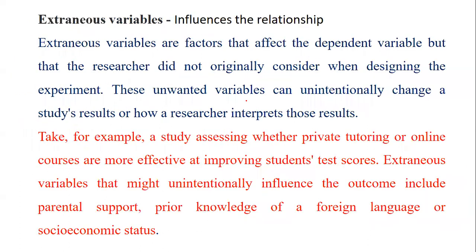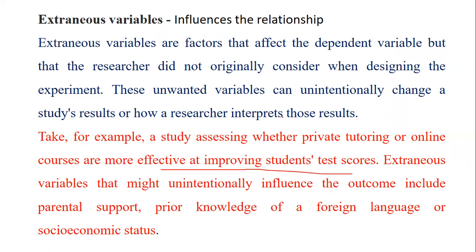Okay. Now, the extraneous variable influences the relationship. These variables affect the dependent variable, but the researcher did not originally consider them when designing the experiment. These unwanted variables can unintentionally change the study results or how a researcher interprets those results. So like for example, a study assessing whether private tutoring or online courses are more effective to improve students' test scores.